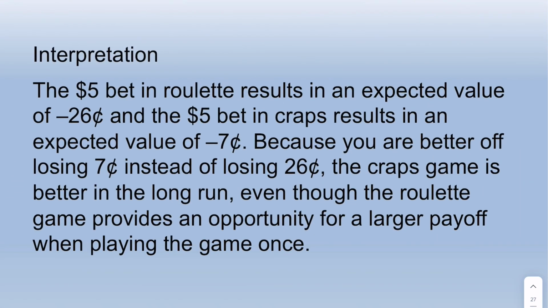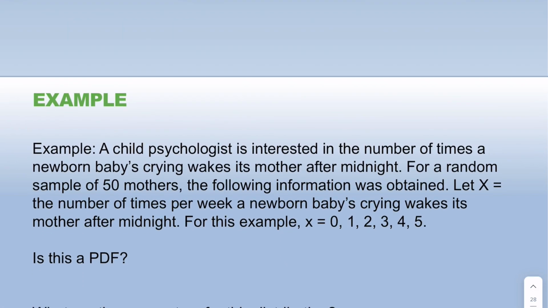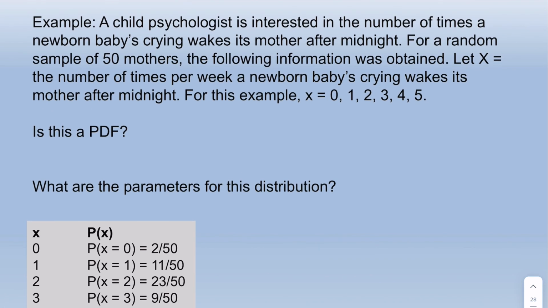And so here's the interpretation. The $5 bet in roulette results in an expected value of negative 26 cents. The $5 bet in craps results in negative 7 cents. Because you are better off losing 7 cents instead of losing 26 cents, the craps game is better in the long run, even though the roulette game provides an opportunity for a larger payoff when playing the game only once.